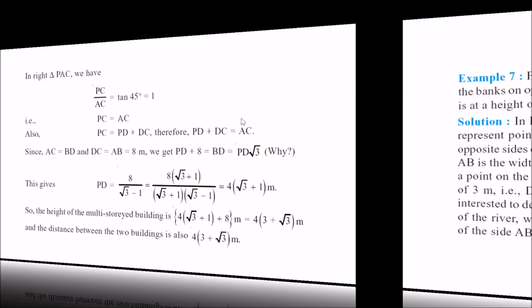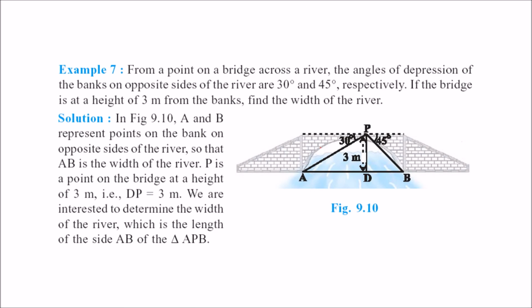Now another question is: from a point on the bridge across a river, the angles of depression of the banks on opposite sides of the river are 30 degrees and 45 degrees. This is 30 degrees, this is 30 degrees, this is 45 degrees, this is 45 degrees. Let us take this as x and this as y. By this triangle, this is 45, so let us take this triangle. Tan 45 is what? This is given as 3 meter, 3 meter by y. So y becomes 3, so we got y.